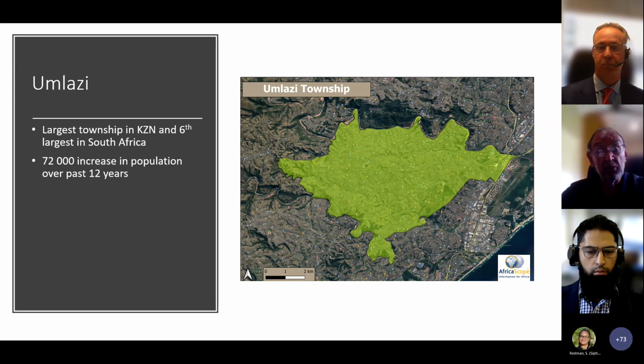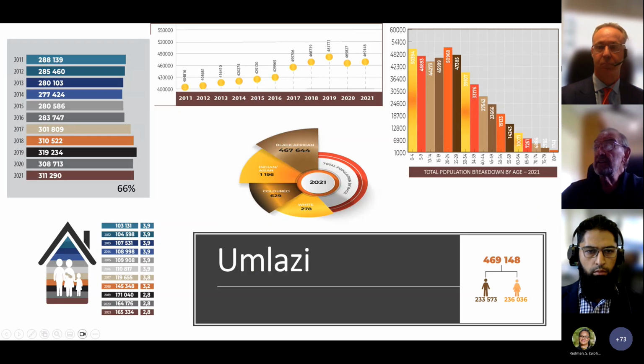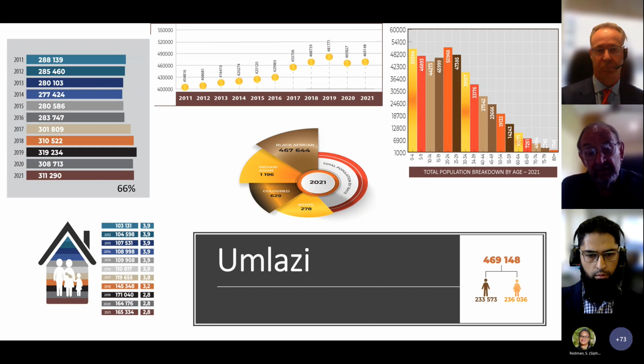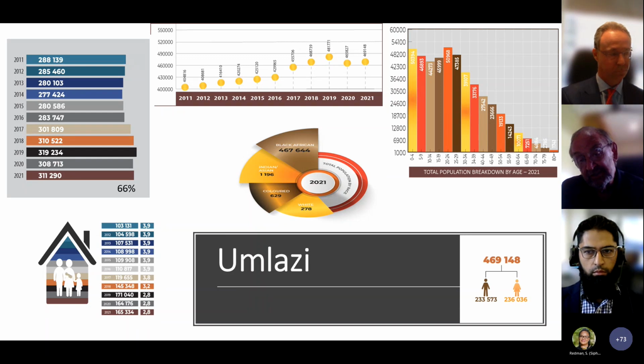Jumping down to KZN, we look at Umlazi, for example, the largest township in KZN, 6th largest in South Africa, and the population has grown by about 72,000 in the last 12 years. The population of Umlazi has had a kind of up and down history where there have been dips in the population. So it is still on an upward trend, but not as fast as the other townships have been growing. Economically active population has been steadily growing, but leveled out in recent years. But 66% of adults are economically active. The household sizes have gone down from 3.9 all the way down to 2.8 in 2010. This is a result of the growth in the informal settlements inside and around the Umlazi township.